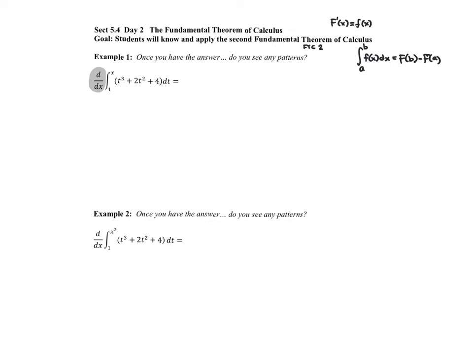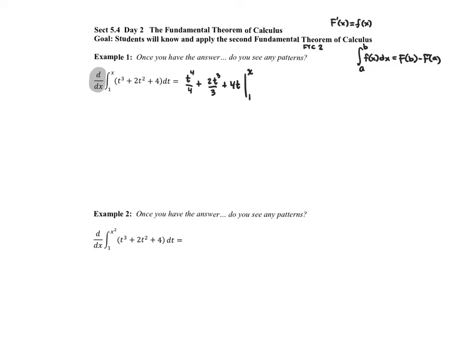Okay, so let's find the antiderivative of t cubed plus 2t squared plus 4, and then we'll evaluate that from 1 to x. The antiderivative of t cubed is t to the 4th over 4, plus 2t cubed over 3, plus 4t, and of course I don't need the constant plus c since this is a definite integral. So I'm going to work that from 1 to x.